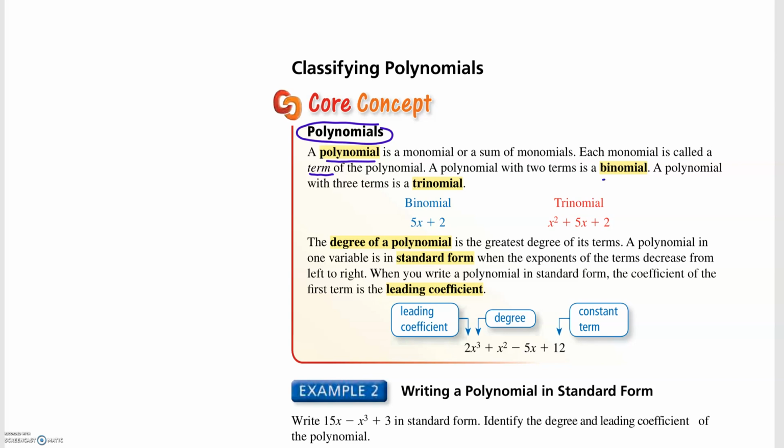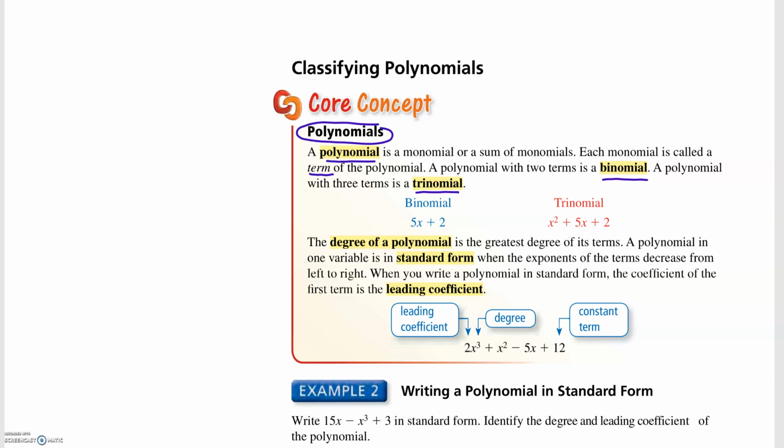A polynomial with 2 terms is a binomial. A polynomial with 3 terms is a trinomial. So what we need to remember is mono is 1, bi is 2, like a bicycle, 2 wheels. Tri is 3, like a tricycle, and poly means many. So a polynomial could have many terms, but it might only have 1. Binomial has 2, trinomial has 3.